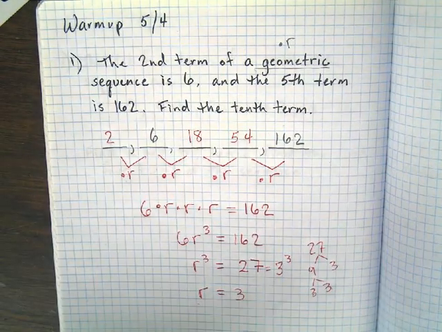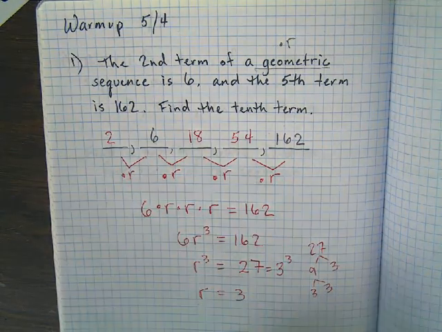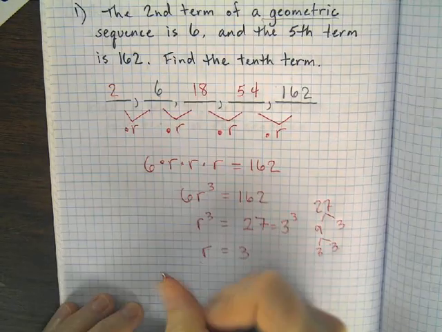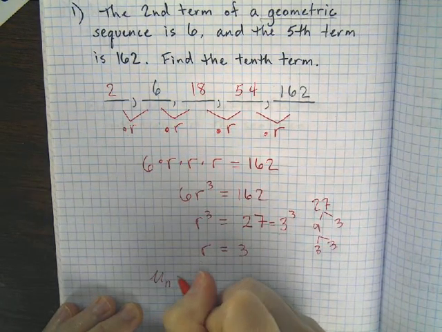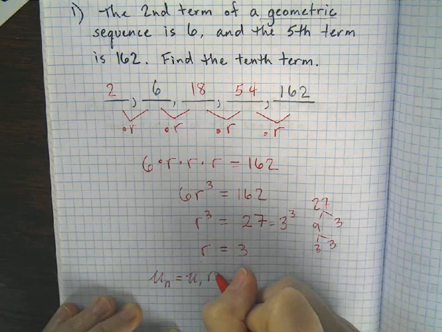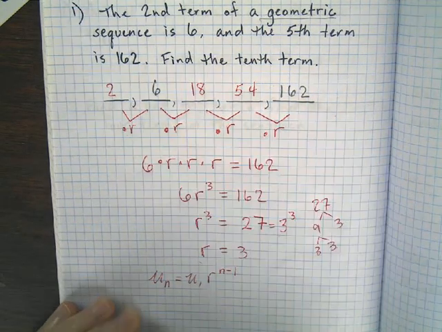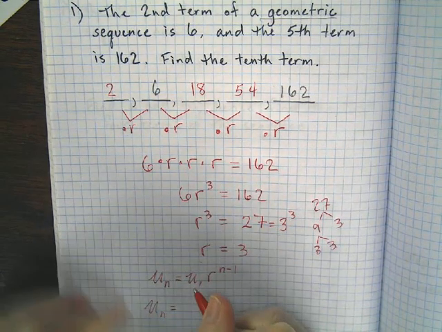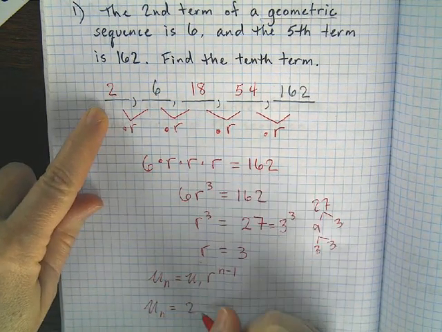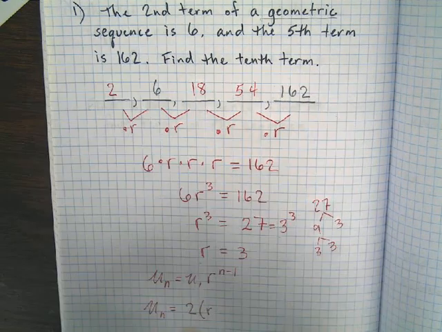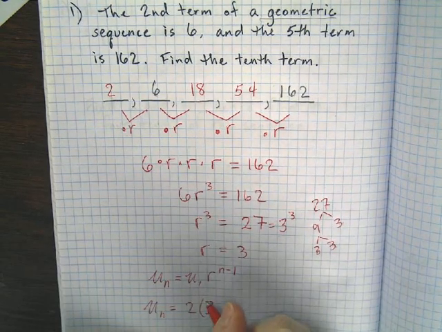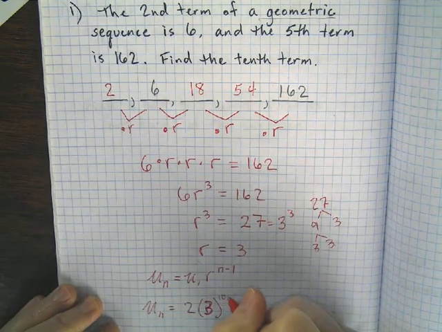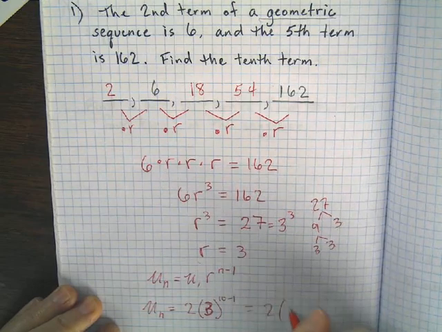Okay, looks good. Now I need to find the 10th term. So I could keep going. I could just keep multiplying, or I could use the formula. The formula u sub n is equal to u sub 1 times r to the n minus 1. And then I would plug in my values. So u sub 1 is 2 times r. Oops, r is 3. Sorry, why am I writing r? Times 3 to the n is 10, 10 minus 1. So that would be 2 times 3 to the 9th.